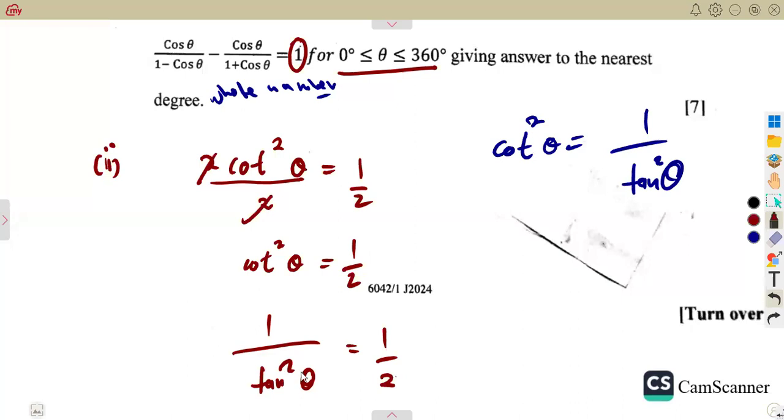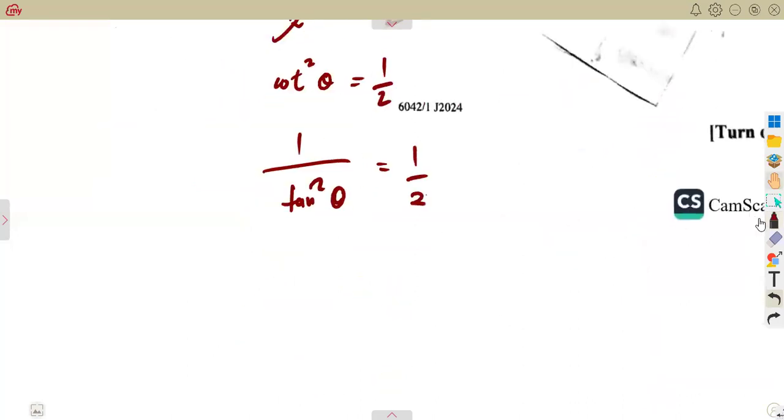So if 1 over tan squared theta is 1 over 2, what about tan squared? Because this is just an interchange there. Tan squared over this is 1, tan squared over this, that's tan squared. 2 over 1, just interchange. This is what you want. Instead, yes, we can cross multiply, guys. So meaning to say tan squared theta is equal to what? 2. So this is what I'm trying to say.